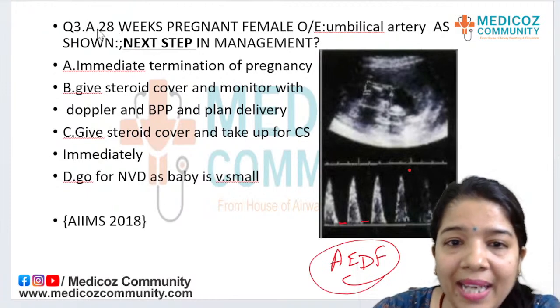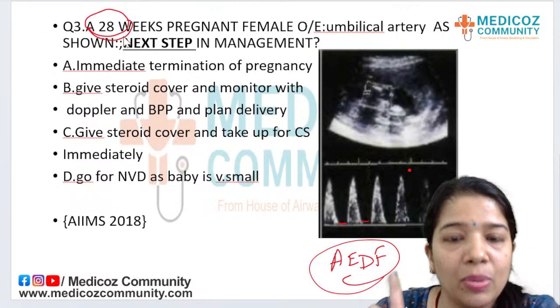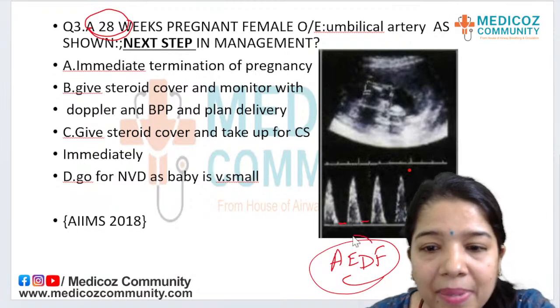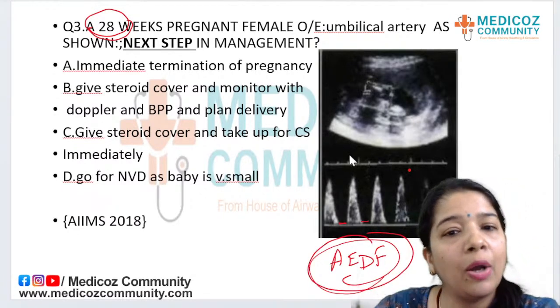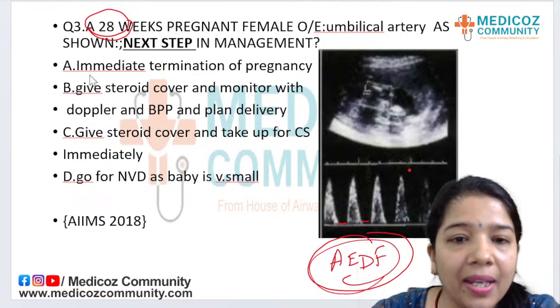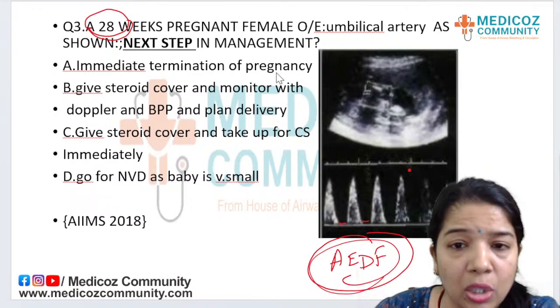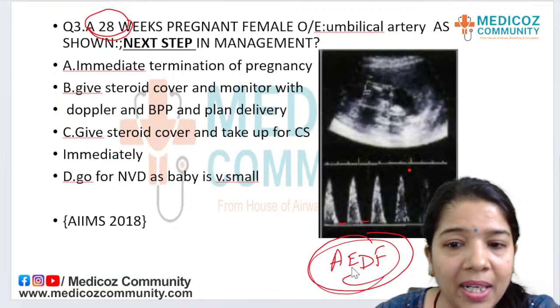Now the period of gestation we know is 28 weeks and what we have is absent end diastolic flow. So now I hope all of you will be able to answer. What will you do? Immediate termination of pregnancy, is it required? 28 weeks with absent end diastolic flow?